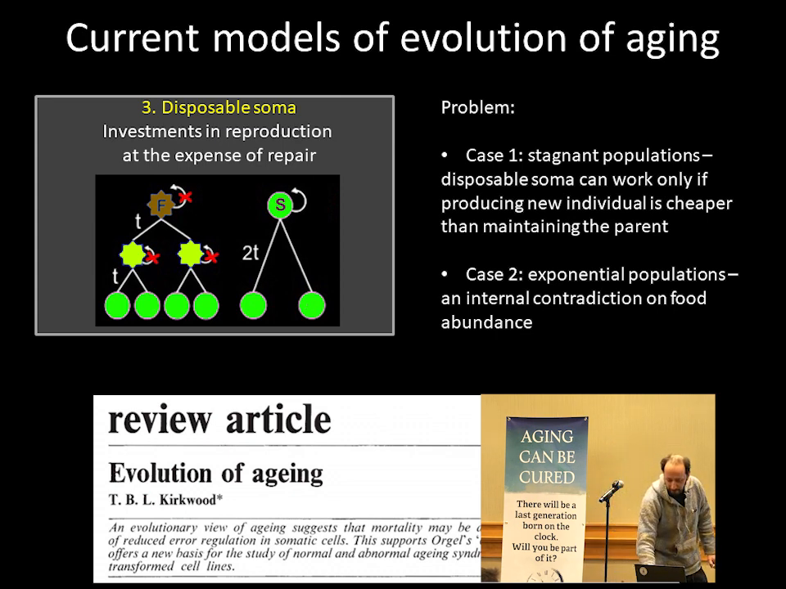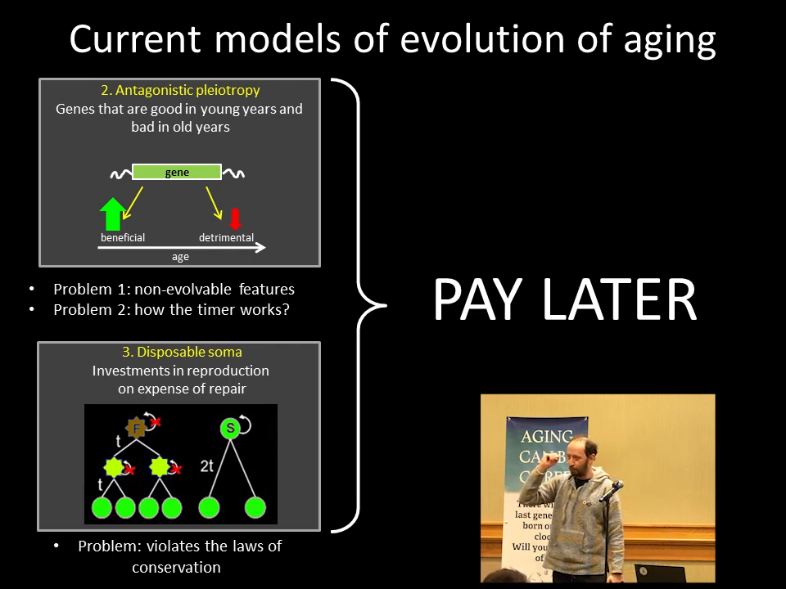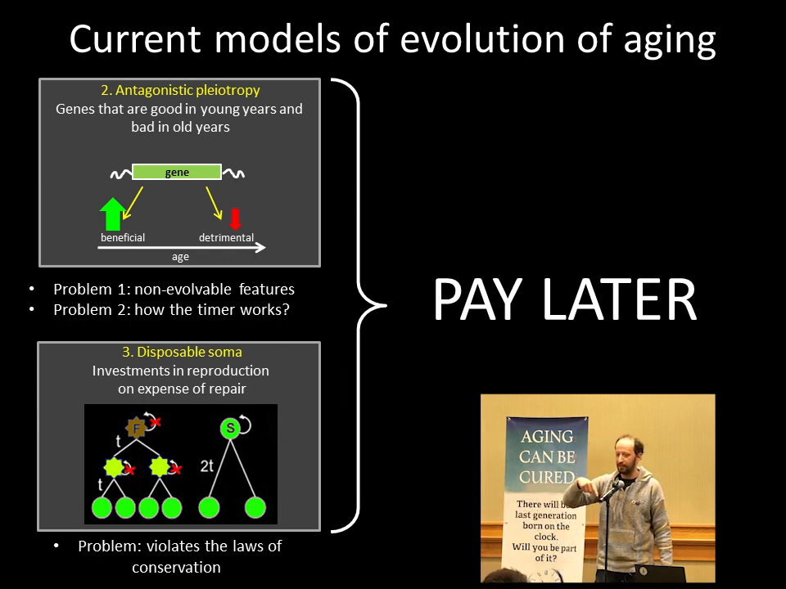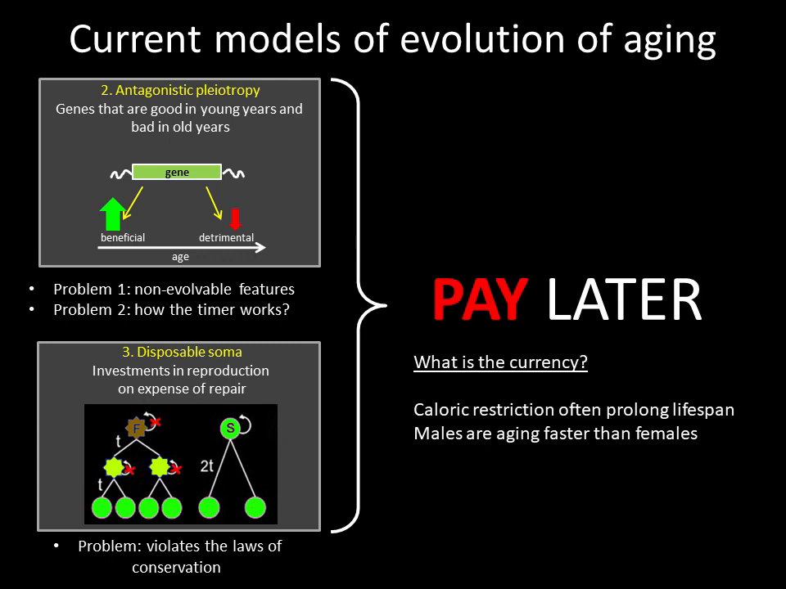Both these models, which are two species of the same model, are often called pay later models. Aging is something like a college loan. We are so fit when we are young, and then we need to pay for it. And if we wouldn't pay, we wouldn't be as fit as we are in the young years. However, there are 2 problems with this pay later. The first problem is, what is the currency?